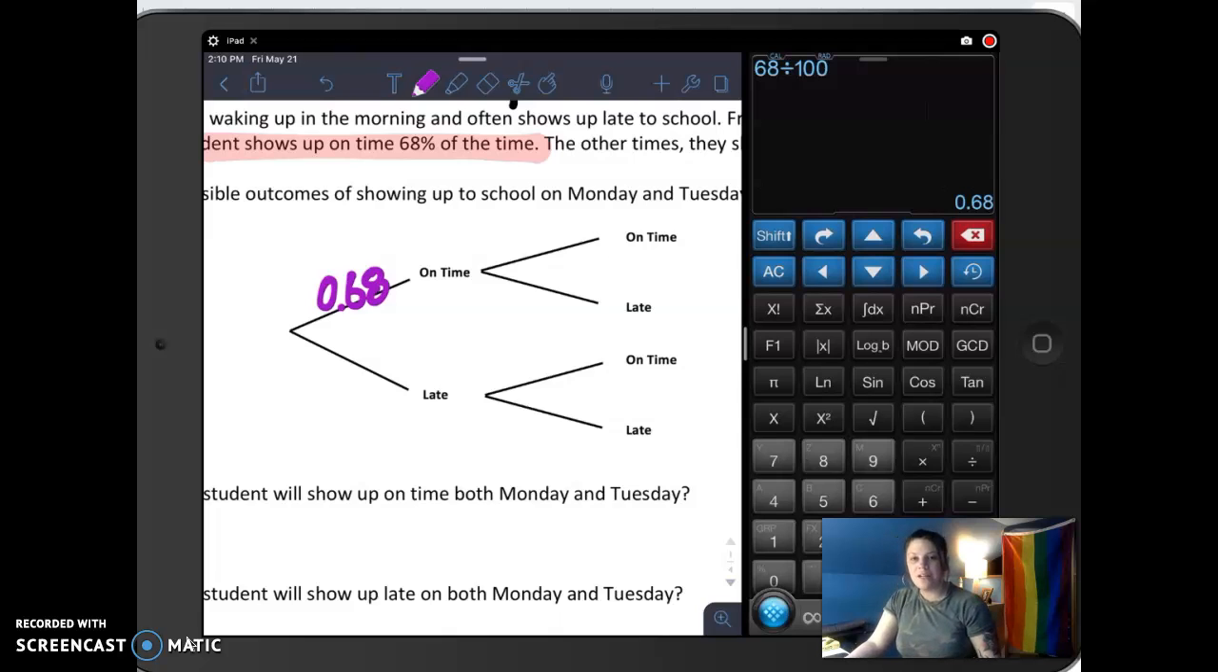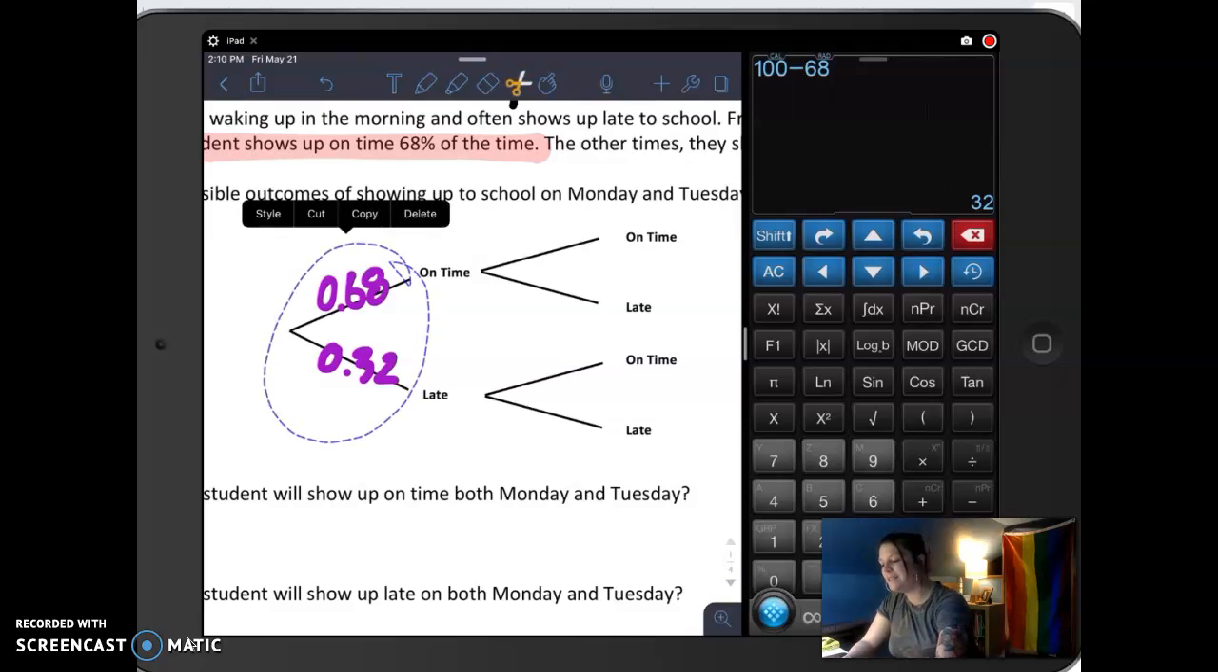Now remember the complement rule. Either you're on time or you're late. There's no other options here. So, on time is 68. They both have to add up to 100. So we're going to use the complement rule, and we're going to say, what is 100 minus 68? 32. So we know that it's 32% or 0.32 there.